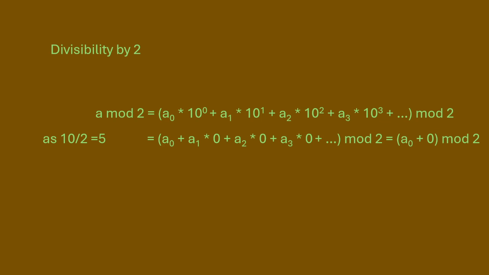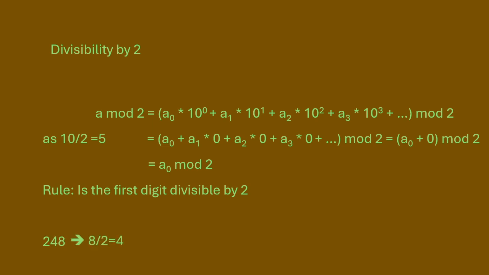We then simplify and add that 0 to our ones digit, leaving us with just finding the remainder of the ones digit. So our rule for divisibility by 2 is to check if the last digit is divisible by 2. If so, it's divisible by 2. For example, 248. 8 divided by 2 is 4, so 248 is divisible by 2.